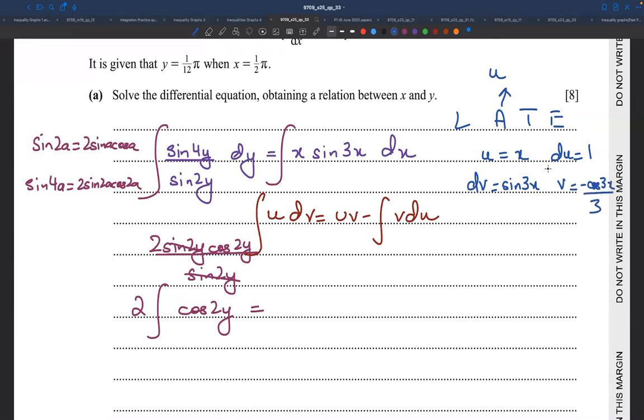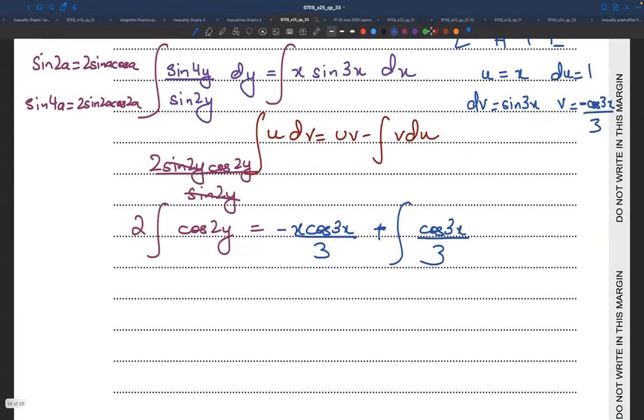And we'll apply this in the formula. So uv will become minus x cos of 3x upon 3, minus the integral of v du. This is already a minus over here, so I will still apply it: cos of 3x upon 3, and this minus I will bring outside and make the sign a positive. Integrating cos of 2y, the integral of cos is sine, so sine of 2y upon 2, and this 2 remains over here, is equal to minus x cos of 3x upon 3. The integral of cos 3x will be sine 3x upon 3, so this will become sine 3x upon 9 plus c.